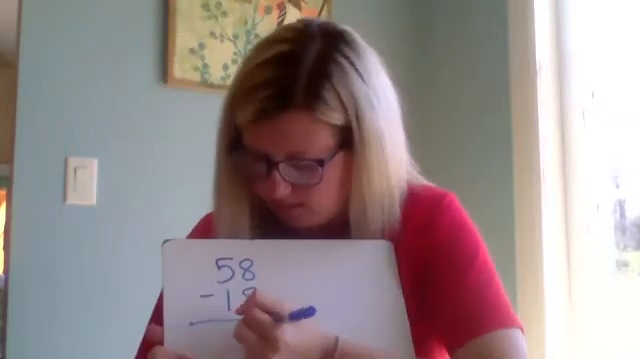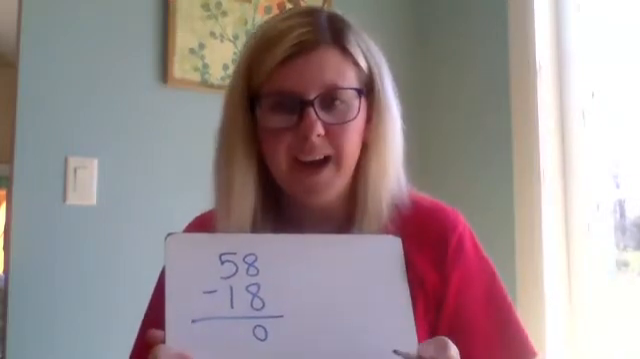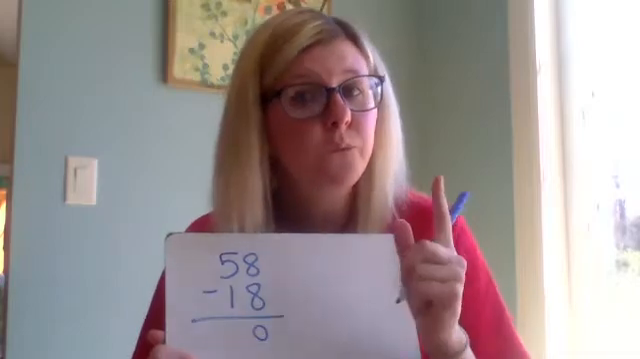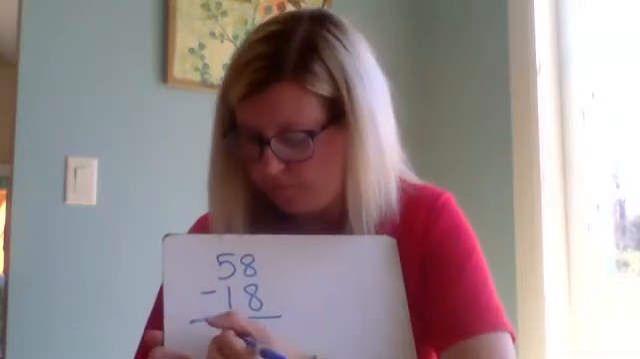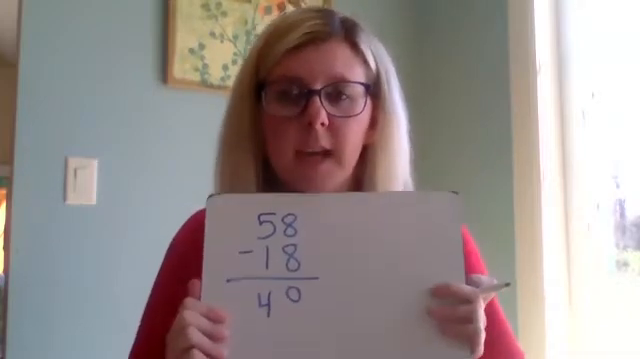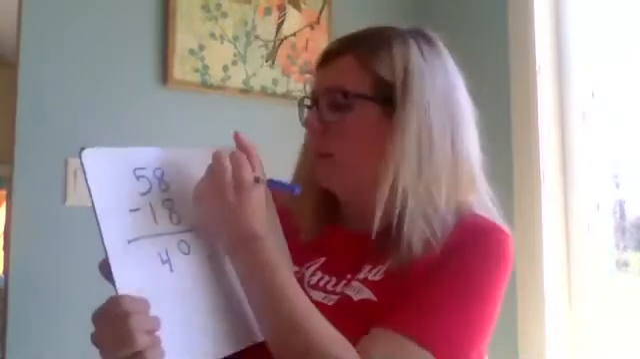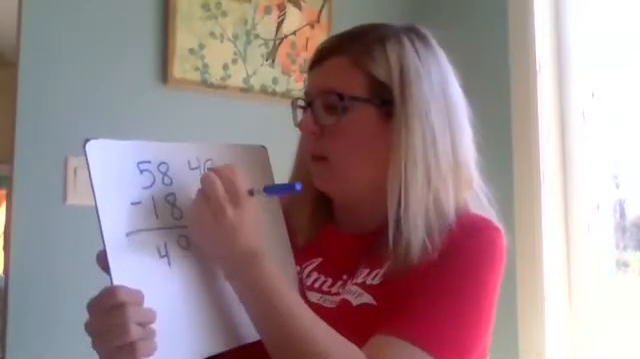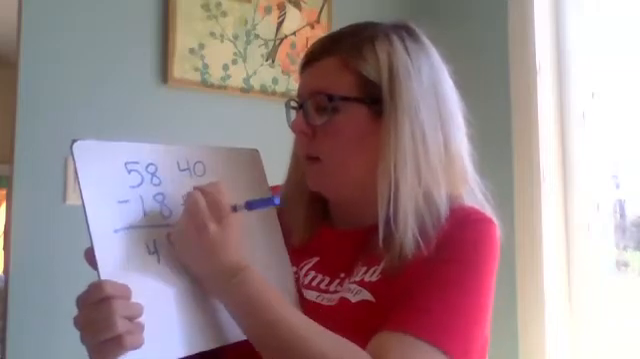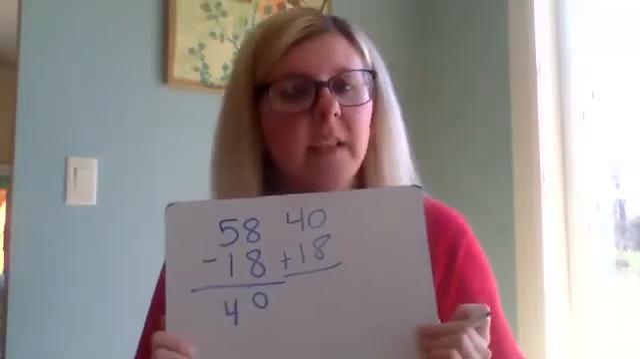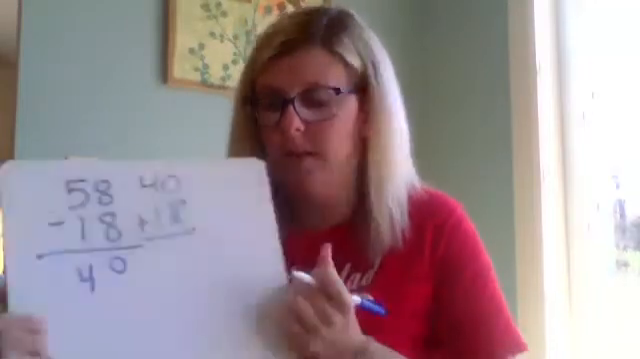So 8 minus 8 is 0. 5 minus 1 is 4. There you go. Answer should be 40. Am I done? Nope. I need to do my addition. So 40 plus 18. If I did this right, it should equal 58, right?